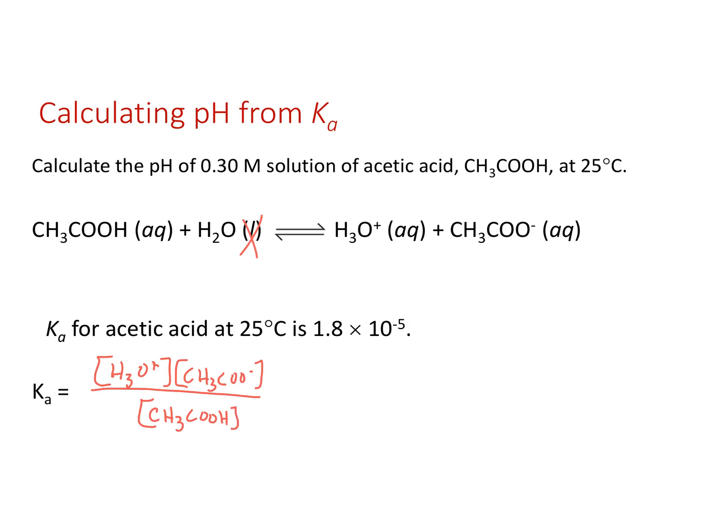So we know the Ka for acetic acid. It's 1.8 times 10 to the minus 5. We know the initial concentration of acetic acid. We want to find pH, and to find pH, this is our unknown. We need to find what is the hydronium ion concentration for this solution at this concentration and at this temperature.